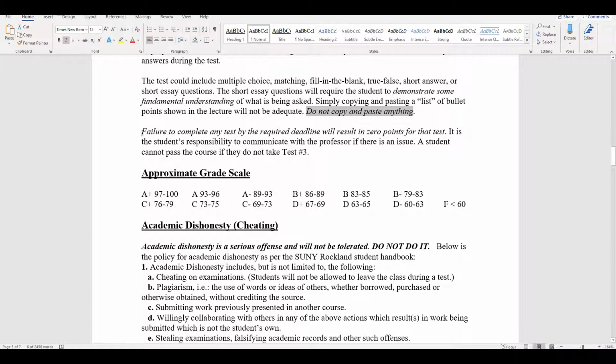Failure to complete the test by the required deadline, which is 9 p.m. that evening as well, will result in 0 points. So it's your responsibility to communicate with the professor if there's an issue. Communicate as soon as possible. Keep in mind that the student cannot pass a course if they do not take test number 3.